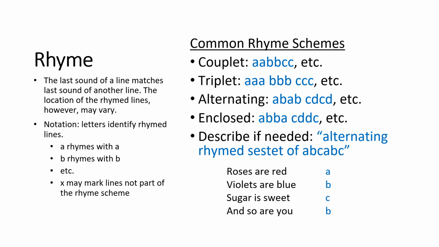In our example, roses are red, violets are blue, sugar is sweet, and so are you. We see that the B lines are the lines that are rhymed, and we can mark red and sweet as A and C, or we can mark them as blanks with the X: XA, XA.